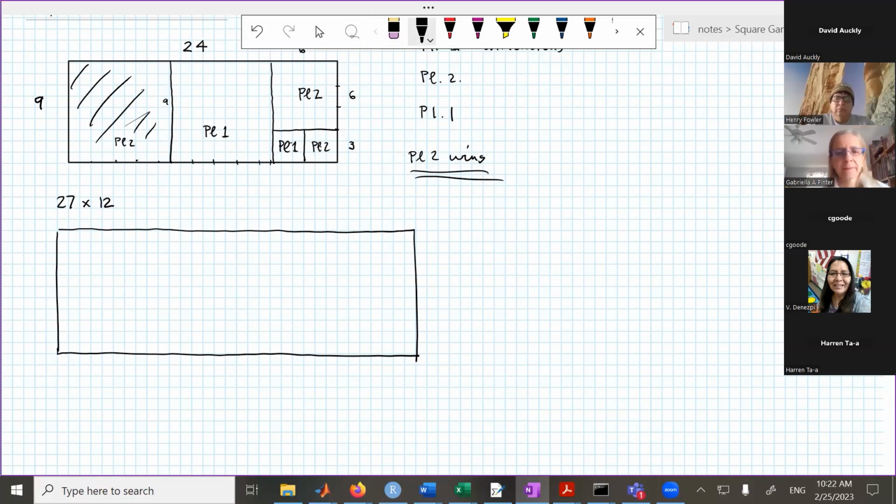Thank you. Maybe I should look at the chat. Okay, so if we have 27 by 12, so this is 12, this is 27. So player 1 chose 27 by 12. Let's see. So player 2 draws in the first square. What are the dimensions of that square?